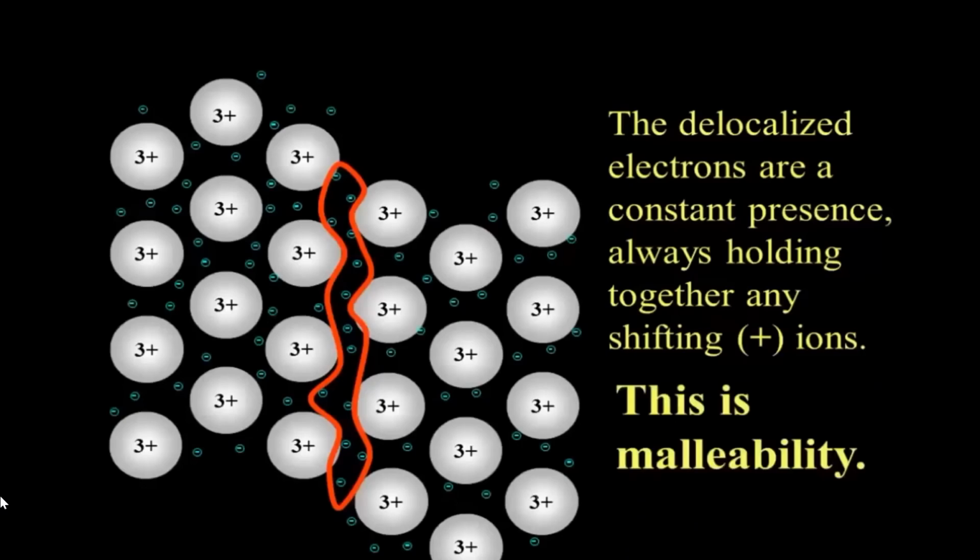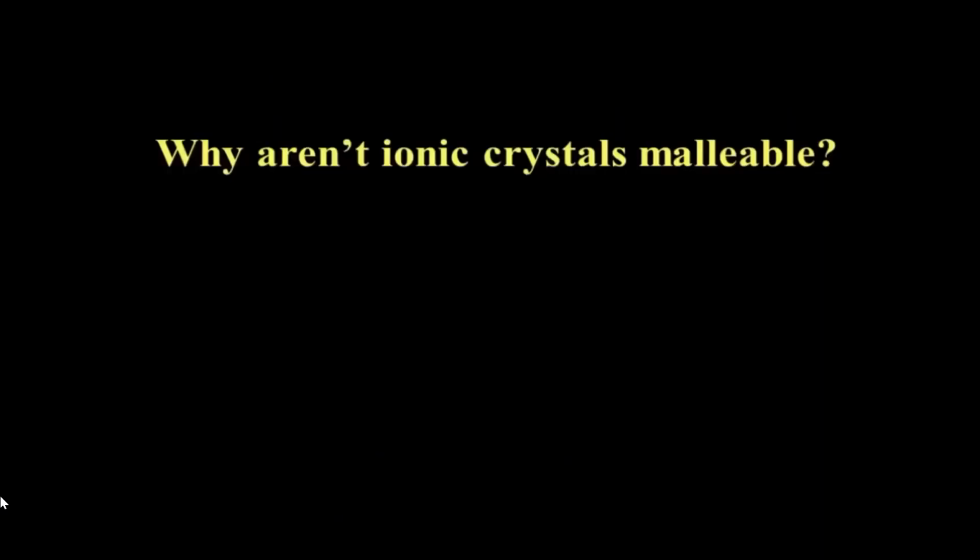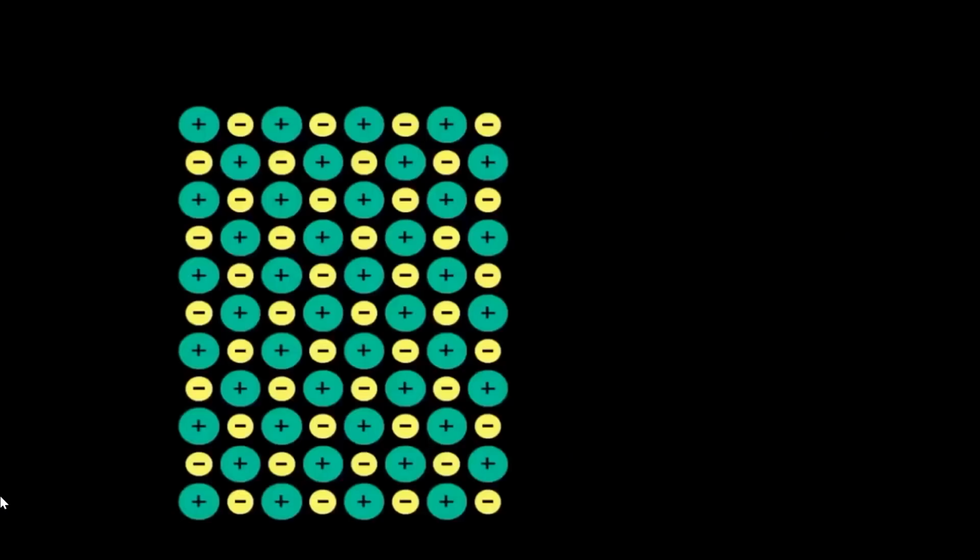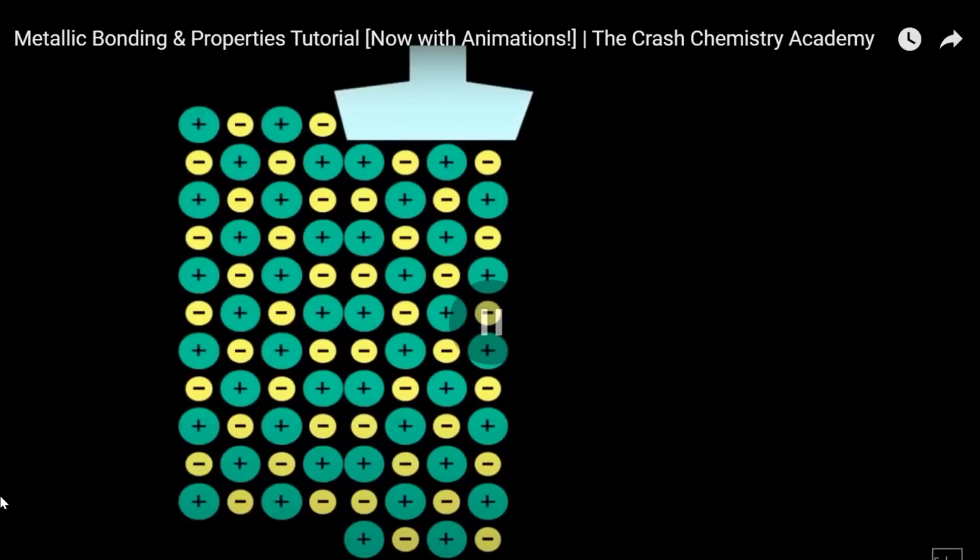So this is malleability. And a nice contrast would be to look and see why hitting an ionic crystal does not result in this sort of malleability. When we hit an ionic crystal, it shatters. Let's hit this ionic crystal with a hammer and see what happens. I want you to take a look at that crystal and tell your neighbor why you think it shatters.